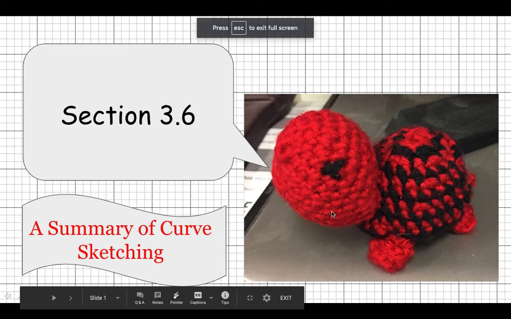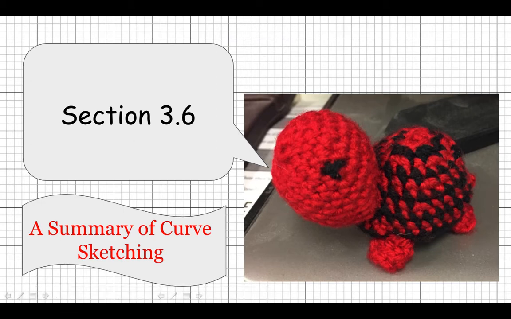So we're at section 3.6, a summary of curve sketching. After looking at all of these different things, we talked about relative extrema, using the first and the second derivative test to determine where we're increasing, where we're decreasing, where we have our relative extrema, where we have our concavity, and what our end behaviors are doing, putting it all together to sketch a curve.